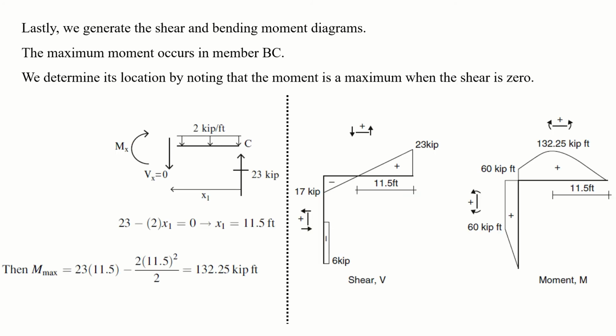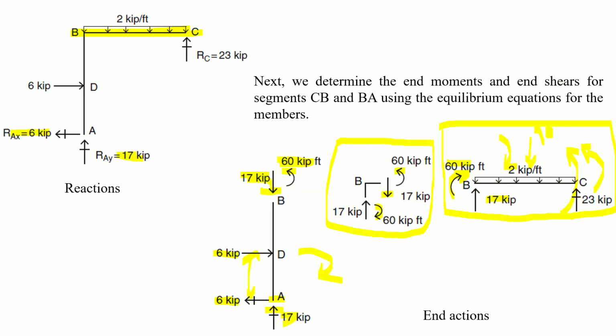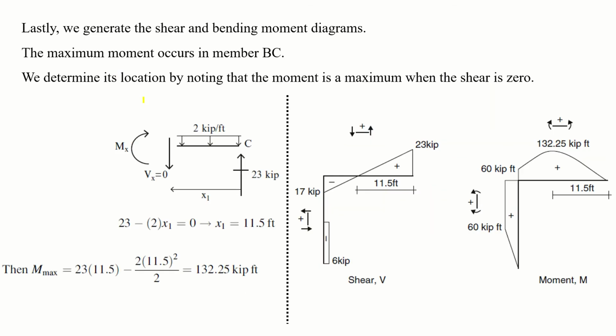Now lastly we generate the shear and bending moment diagrams. The maximum moment occurs in member BC. As you see, member BC, we determine its location by noting that the moment is a maximum when the shear is zero. This is the old concept, we know it from the analysis of beams, that maximum bending moment occurs at the zero shear. And this is your beam BC.